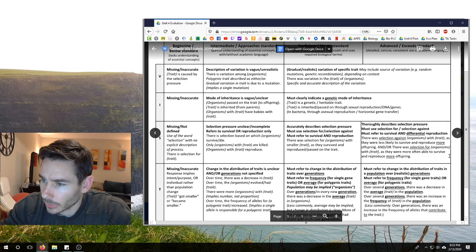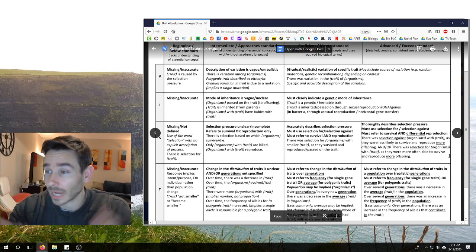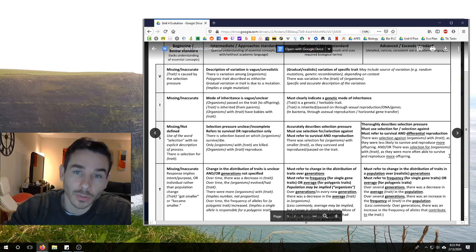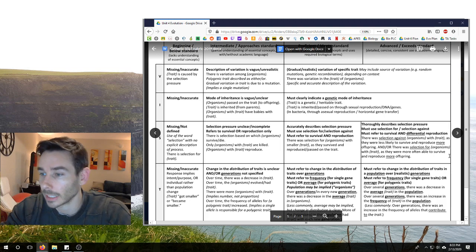What else? Any other questions? Mechanical isolation is a form of reproductive isolation. Mechanical basically meaning that 2 populations can't reproduce with each other because they just don't have the right mechanisms to do it. Maybe they're different sizes and shapes and things like that.